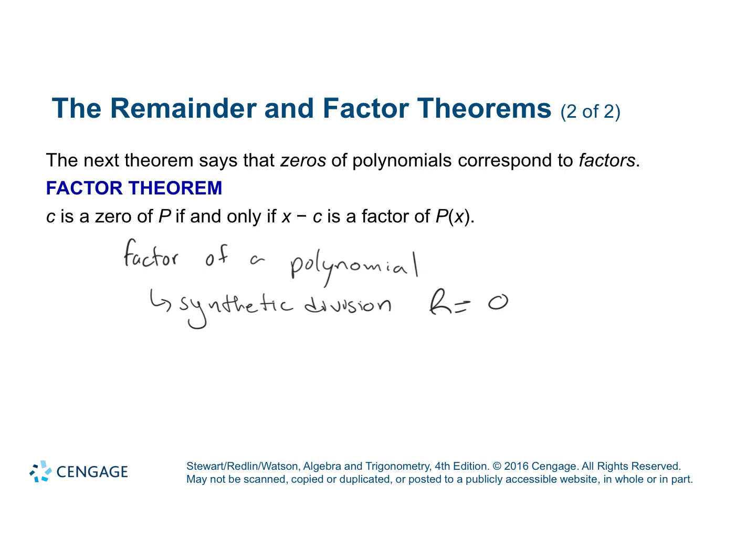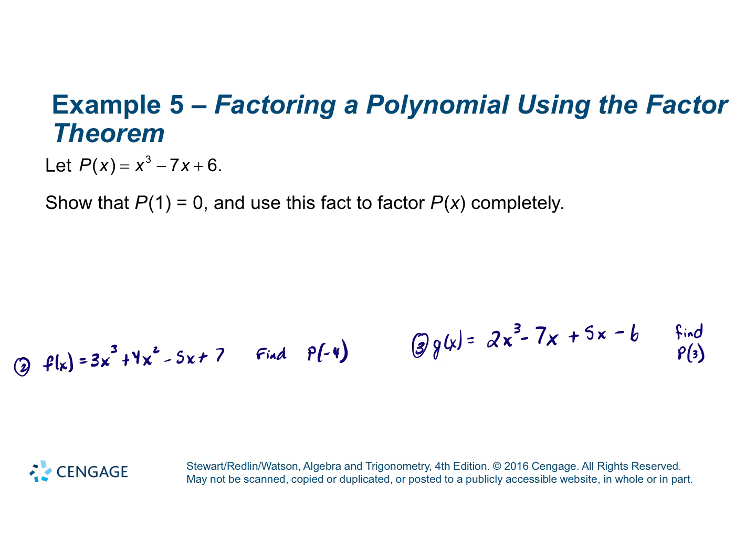So when it's asking you to do the remainder theorem and try it out, or divide a factor out, you have multiple ways of figuring it out. But if you get a 0 for the remainder of the synthetic division, then you can confirm that it is a factor. So we have: let P of x equals x cubed minus 7x plus 6.